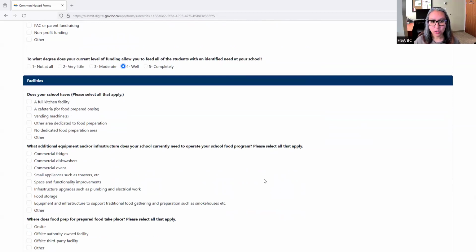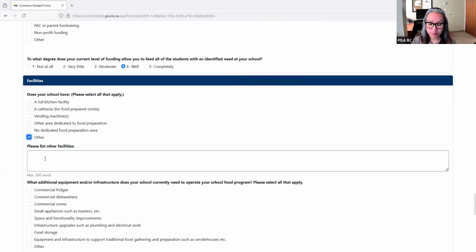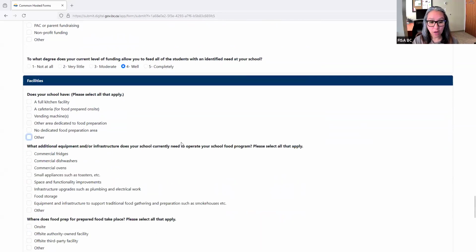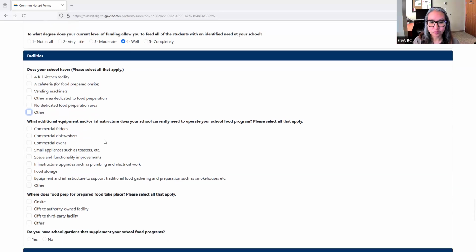Facilities, okay? Does your school have a full kitchen, cafeteria, vending machine, any other place to prepare your food, no dedicated food preparation area, or any other? If you write other, you will see that a new field will appear, so you can describe. I read that a lot of you are having a little classroom. Maybe you can say we created a classroom for us to prepare. Some of you are using your staff kitchen. So anything that you are using to prepare the food, please write it here. Or if any of these apply, click on those ones.